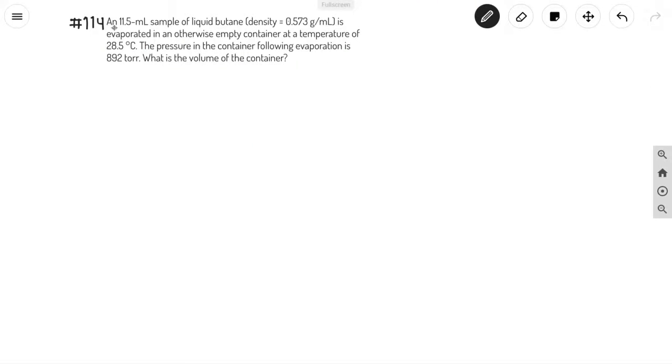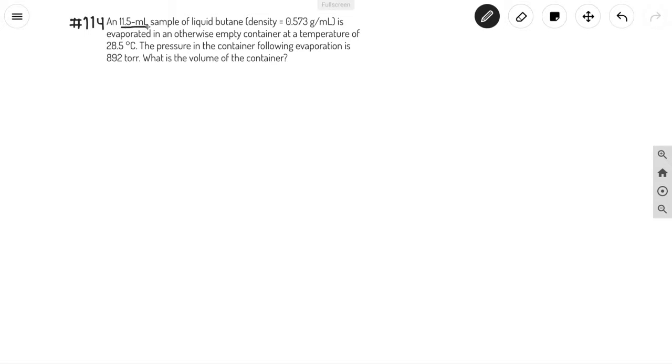Okay, so for this problem, I'm going to start by identifying what the problem's asking. An 11.5 milliliter sample of liquid butane with a density of 0.573 grams per milliliter is evaporated in an otherwise empty container at a temperature of 28.5 degrees Celsius. The pressure in the container following evaporation is 892 torr. What is the volume of the container?